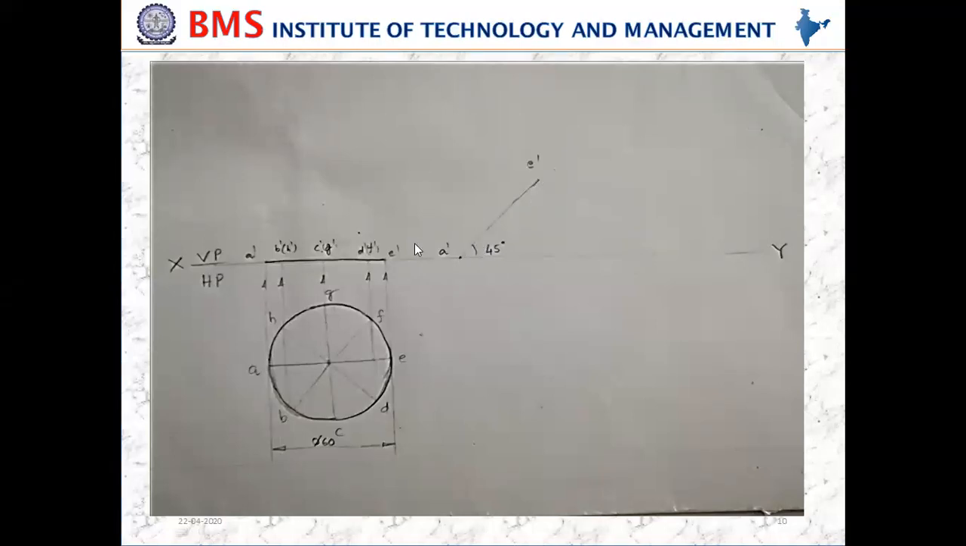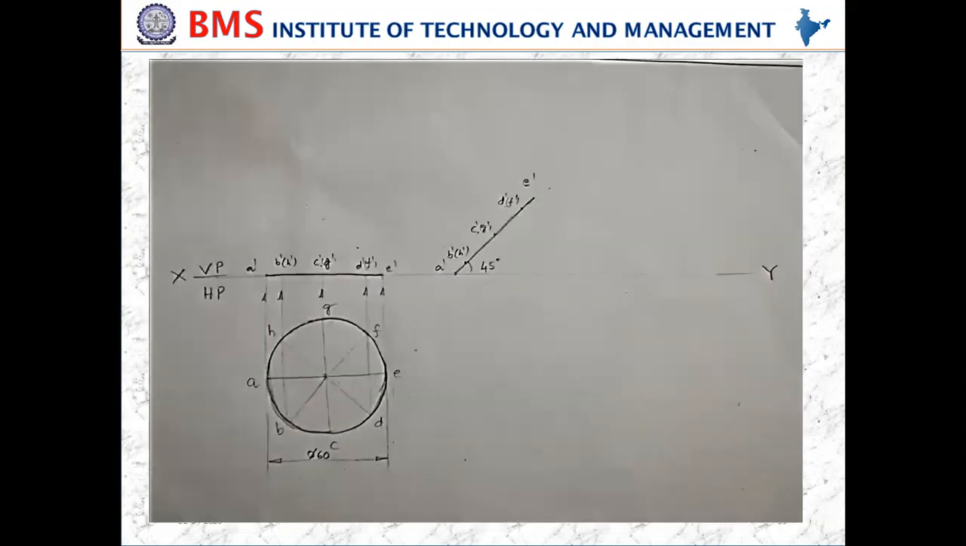After joining these 2 points, locate all these points also, that is B dash, H dash, C dash, G dash, and D dash, F dash. You need to locate them on this 45 degrees line. So I have located them on this 45 degrees line. See, here it is B dash, H dash, here it is C dash, G dash, and here it is D dash, F dash.